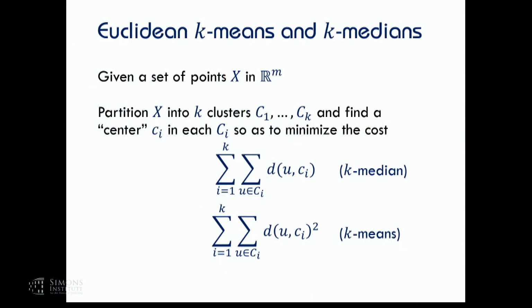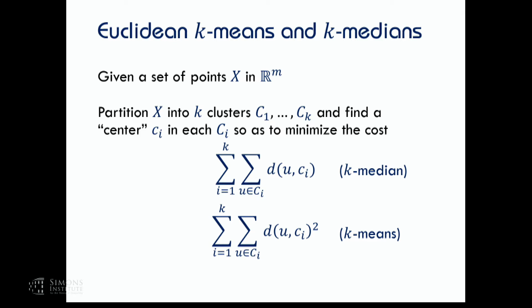And let me start with defining the problems we are going to talk about today. So we study the Euclidean k-means and k-medians. In these problems, we are given a data set of points X. So every point in X is a point in a high-dimensional space R^m. We want to partition X into k clusters, C1, etc., Ck, so as to minimize the following objective functions.